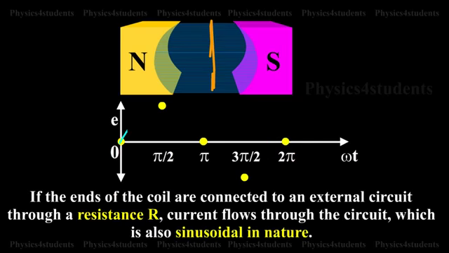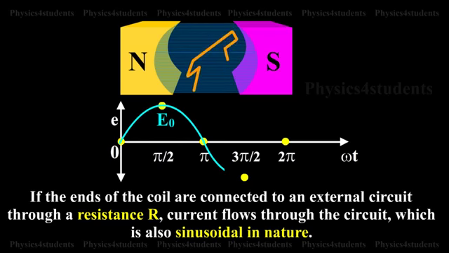If the ends of the coil are connected to an external circuit through a resistance R, current flows through the circuit, which is also sinusoidal in nature.